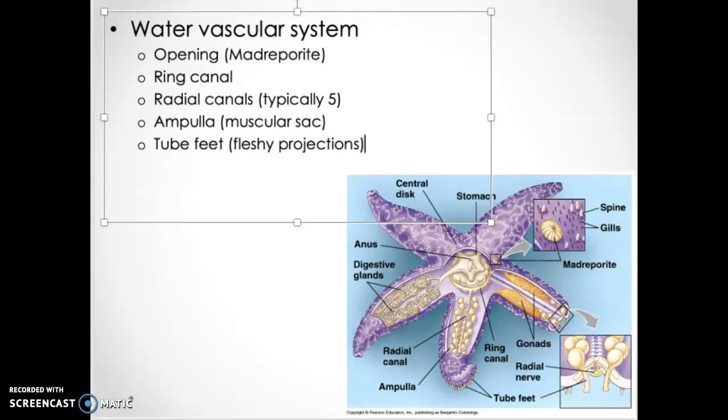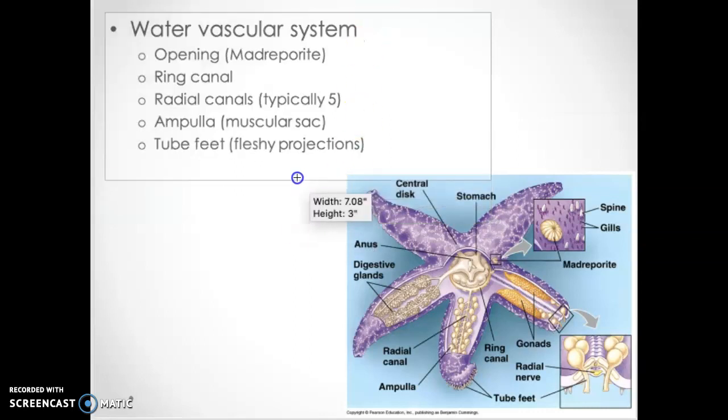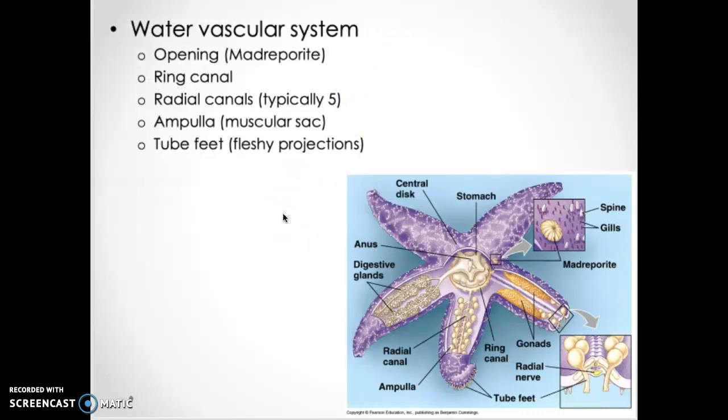Tube feet are these little fleshy projections. They stick out and then they pull back in, stick out, pull back in. So basically, as you're squeezing the pipette, the tube foot goes out, comes back in, goes out, comes back in. That is how these animals, by and large, move, by using these little tube feet and this water vascular system. So it's a pretty cool little system we find within the echinoderms.